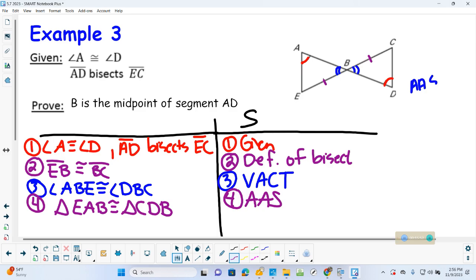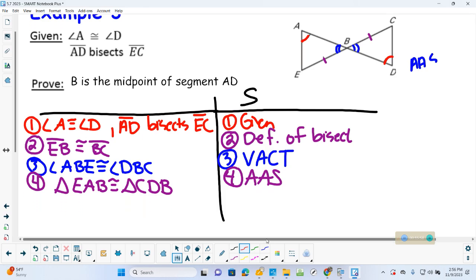Okay, so we're still going, people, still going. We have, guess how many more steps? Are you ready? Not 8. Two. We're trying to get to midpoint. What does the midpoint do? Cut in half. So if I can show the two halves are congruent, I can say it's a midpoint. Well, I think we can do that.